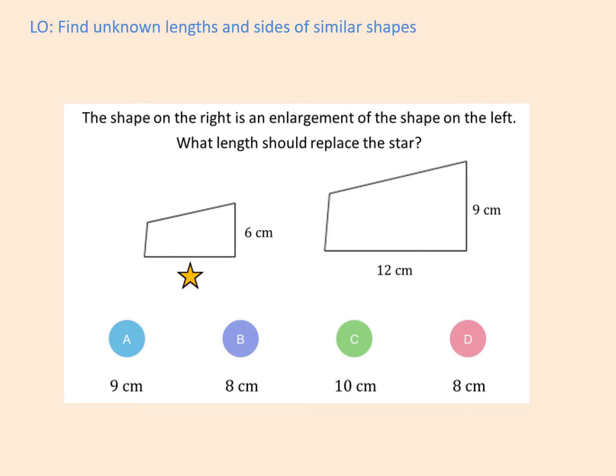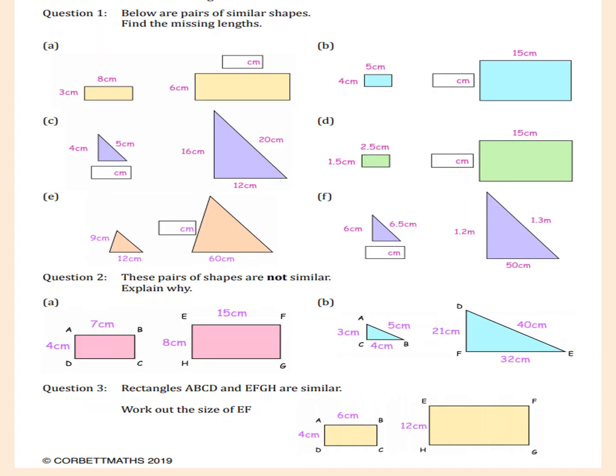Bit of a trick question there, isn't it? Okay. Right, so 9 divided by 6 is 1.5. 12 divided by 1.5 is 8. So you could have had B and you could have had D there. Okay, have a go at these questions here. Pause the video and see what you can do.